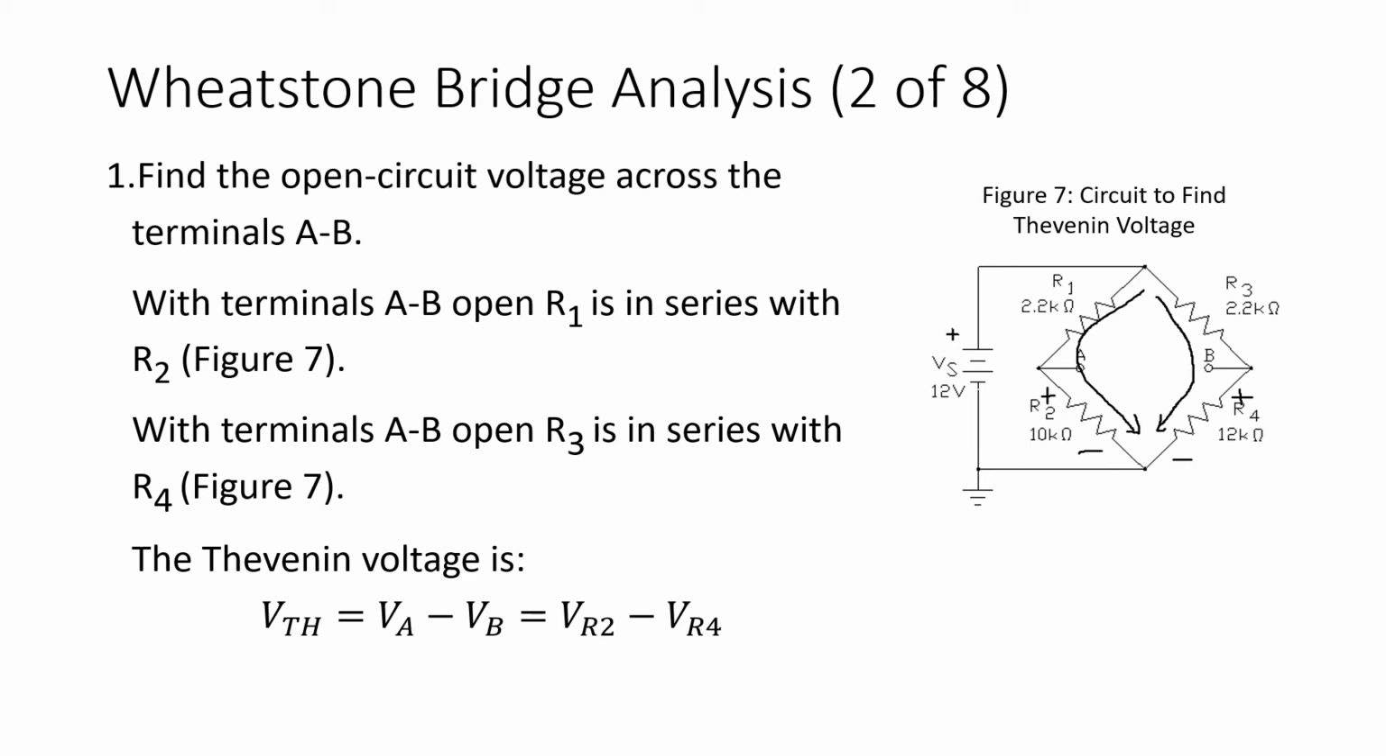Now, we actually could have gone the northern route. We could have gone from A to B through R1 and R3, which would have given us minus VR1 plus VR3, but the values will be the same regardless of which direction we take, because if I go all the way around this loop, the voltages have to add up to 0.